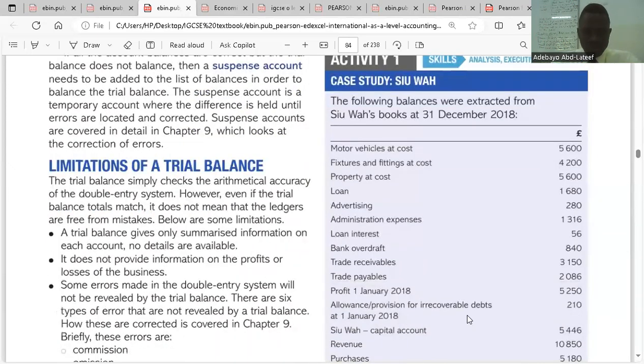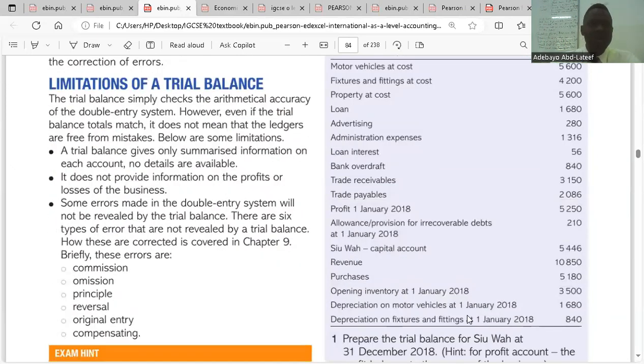So we'll go to limitations of the trial balance. The first limitation is that the trial balance simply checks the arithmetic accuracy of the double entry system.